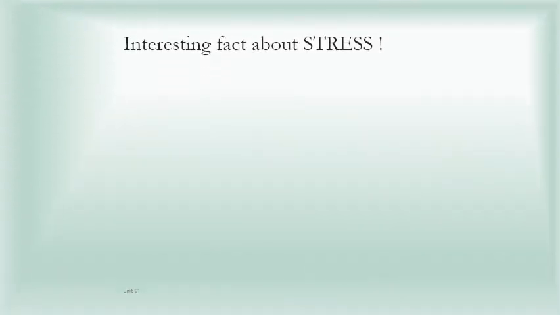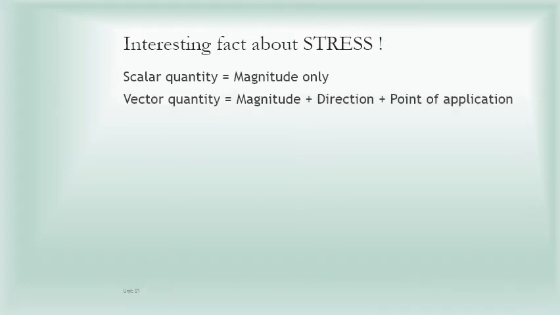Let me tell you an interesting fact about stress. You have heard about scalar quantity, which requires magnitude only. The example of scalar quantity is mass. You have also heard about vector quantity, which requires magnitude plus direction plus point of application. The example of vector quantity is force. If you know more examples of scalar quantity and vector quantity, put them down in the comment section box.